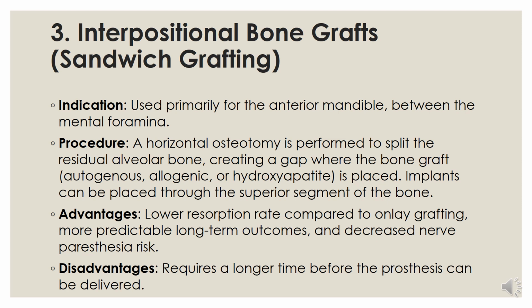The third one is the interpositional bone grafts, also called sandwich grafting. It is used primarily for the anterior mandible between the mental foramina. A horizontal osteotomy is performed to split the residual alveolar bone, creating a gap where the bone graft, which can be autogenous, allogenic, or hydroxyapatite, is placed. Implants can be placed through the superior segment of the bone.